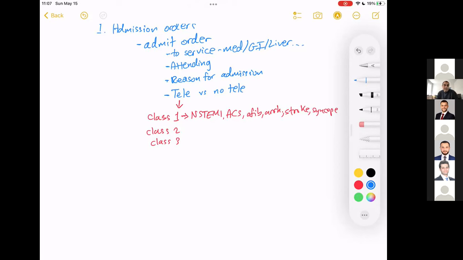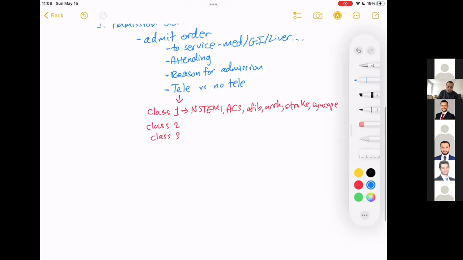Number two is that when you admit somebody to tele, it's a higher class of admission than somebody who's not on tele. The cost to the hospital is going to be higher than somebody who's not on tele. It's administrative stuff you don't need to care about, and I urge you not to care too much about them, but just know they exist. You will start to get pushback from the nurses or from the administration: does this person really need tele? Can't you just admit them to normal, whatever? So you will get these things.